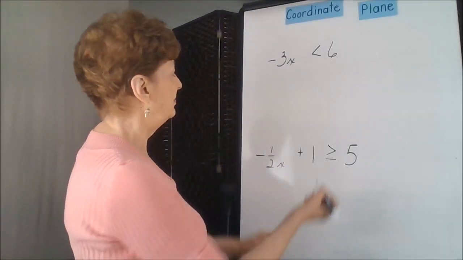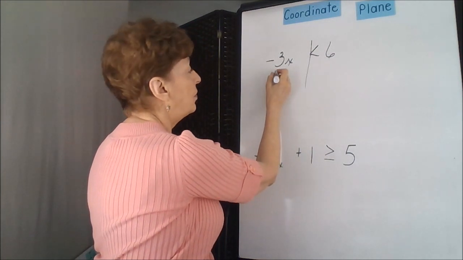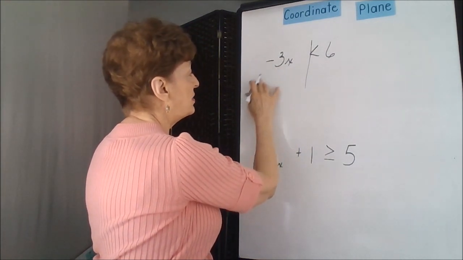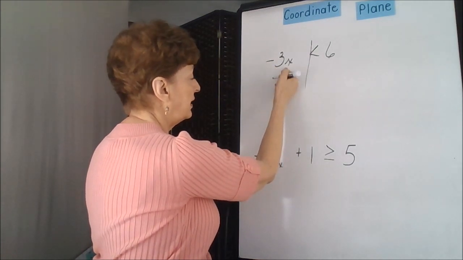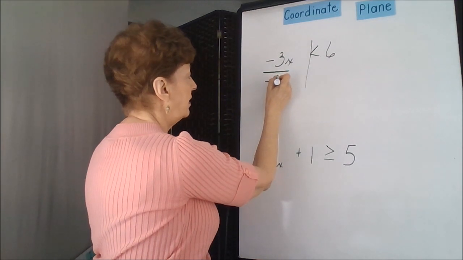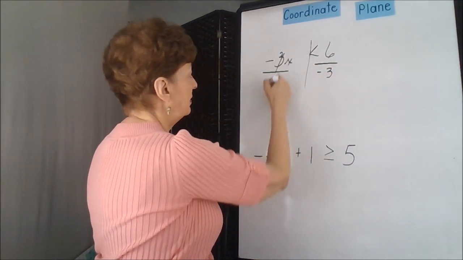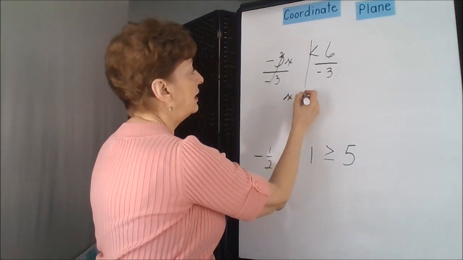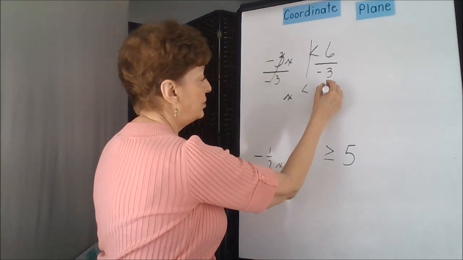Here's our next. There's the wall. When we're going to be splitting off this -3 to the other side. This is a multiplication, so we're going to divide by a -3 and divide by a -3. X is less than -2.